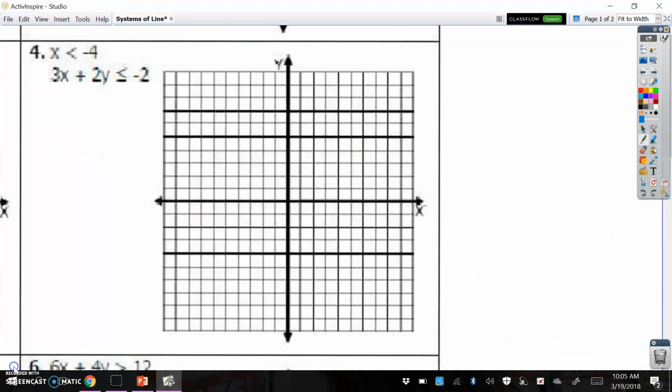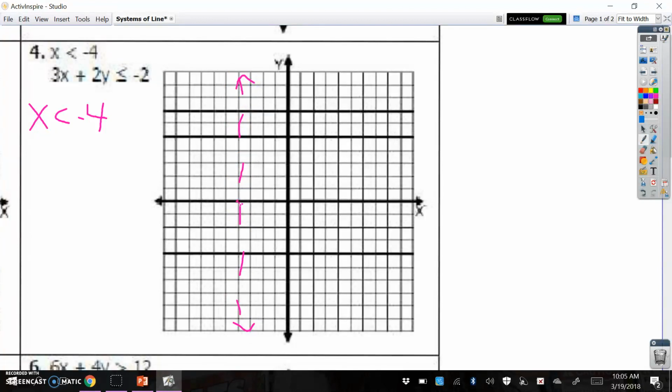Let's look at another. Number 4. We have x is less than negative 4, okay? So I'll go to the x line and find negative 4. 1, 2, 3, 4, right here. Okay, is this line going to be solid or dotted? Dotted, and we're going to go through x at negative 4.